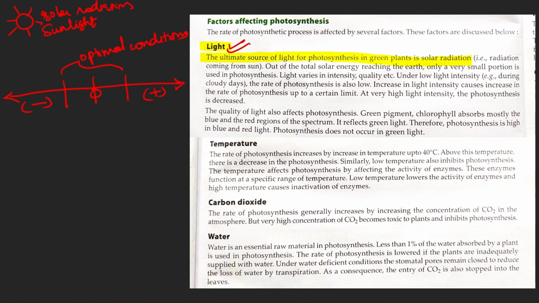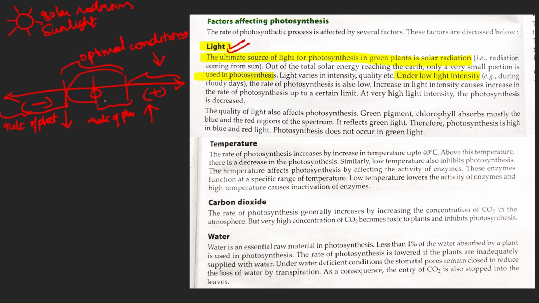Coming to the light, out of the total solar energy reaching the earth, only a very small portion is utilized for photosynthesis. The light varies in intensity, quality, etc. Under low light intensity, the rate of photosynthesis will be less. When it is cloudy, the rate of photosynthesis will be low. With the increase in intensity, the rate of photosynthesis is high. And then at a very high intensity, the photosynthesis is again decreased.